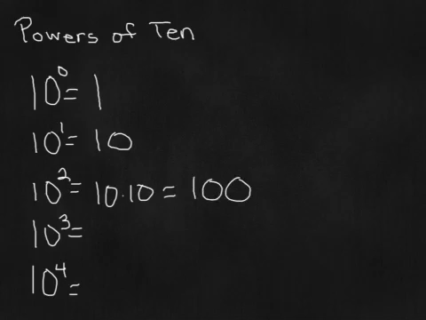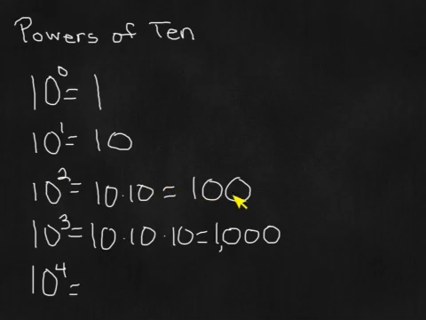And 10 to the third power, I'm going to use 10 3 times as a factor and write that out. 10 times 10 is 100, times 10 more is 1,000. And 10 to the fourth, do you see a pattern going on here? 10 to the second has 2 zeros. 10 to the third has 3 zeros. 10 to the fourth is going to have how many zeros? A 1 and then, you guessed it, 4 zeros. 10,000. So here are the positive powers of 10.